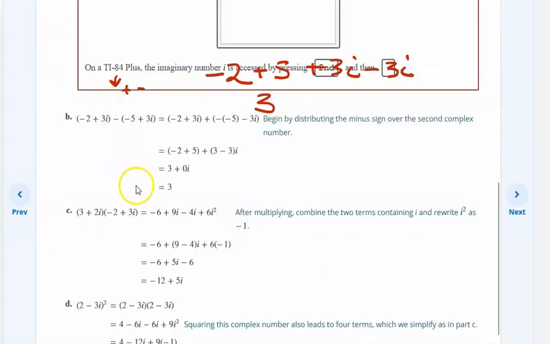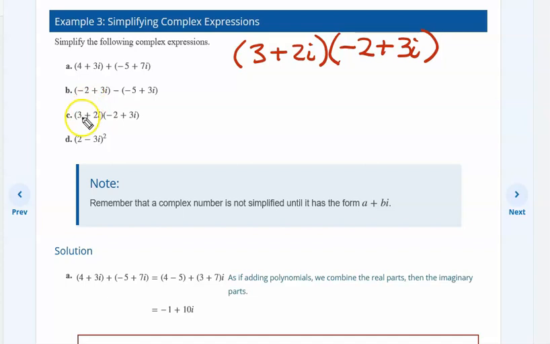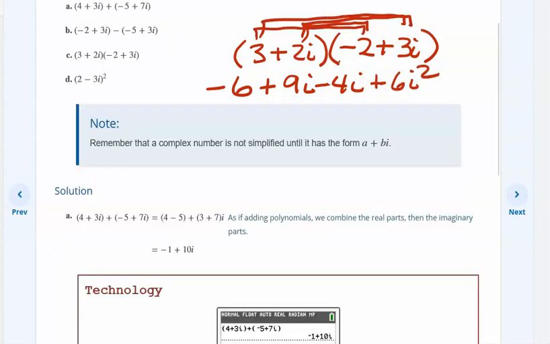And I'll show you the learn slide. Moving it down, there is your 3. Now, in multiplying these binomials that are complex numbers, we FOIL it in the standard way. Our firsts give you a -6. Our outers give you a positive 9i. Our inners give you a -4i. And our lasts give you a positive 6i squared.